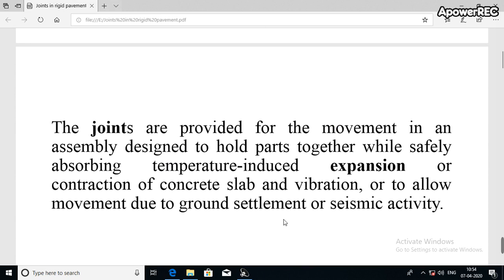So here we can see that joints are provided for movement. Obviously, these are the relative movements, while safely absorbing the temperature-induced expansion of concrete. That means when the temperature is high, expansion will take place, and when the temperature is low, contraction will take place in the concrete slab. Also, there are a few factors which can make the concrete slab move. That is vibration due to wind load, or movement of ground due to settlement or any seismic activity like an earthquake.